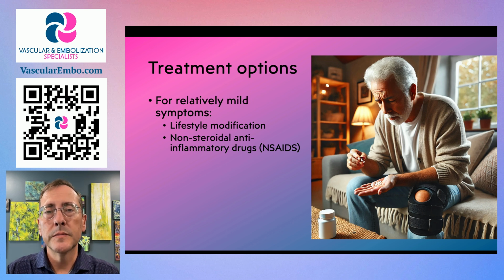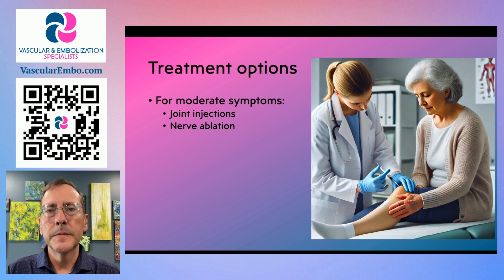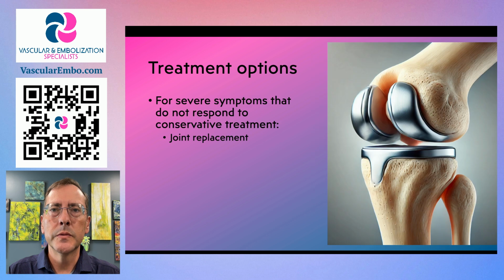For relatively mild symptoms, lifestyle modification. Are there things that you can do differently so you don't exacerbate the degenerative changes that you have in your knee and reduce the pain associated with it? You can also take temporary measures like NSAIDs, like ibuprofen, like Motrin, in order to temporarily address the inflammation in your knee joint and to temporarily improve your pain. For moderate symptoms, there are joint injections that are relatively common, which includes a steroid for most joint injections, again, to address the inflammatory component. And also nerve ablations are done in some patients to improve pain.